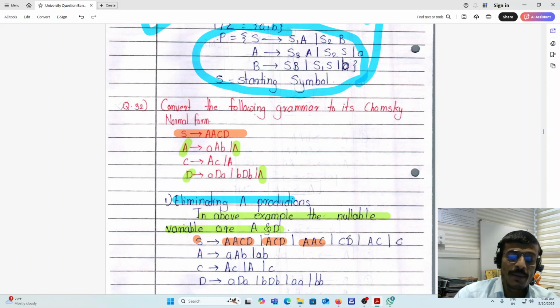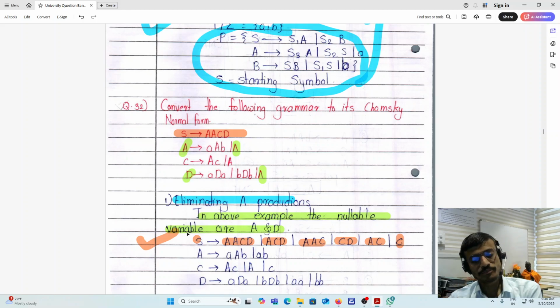Again, if I replace both the A's at the same time, it gives me CD. Then if I replace one A and D, it gives me AC. And if I replace A, A, D, all three nullable variables, it gives me C. So that is the possibility after removing the nullable variables.